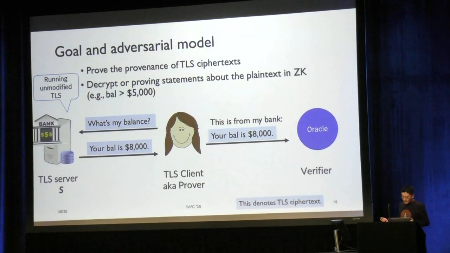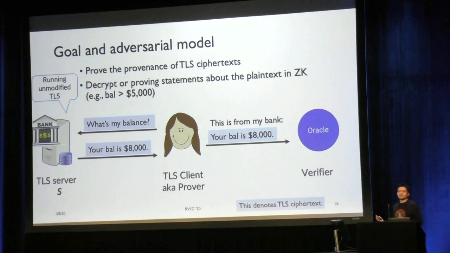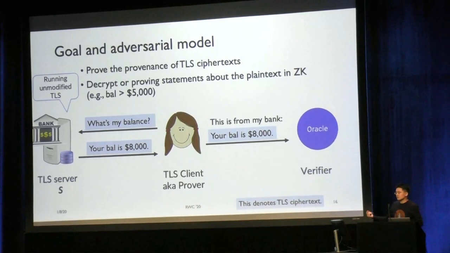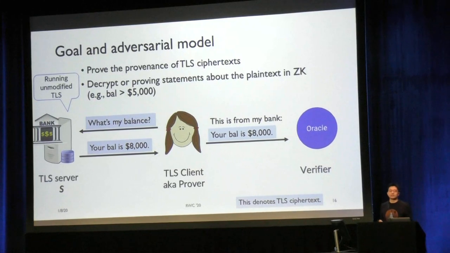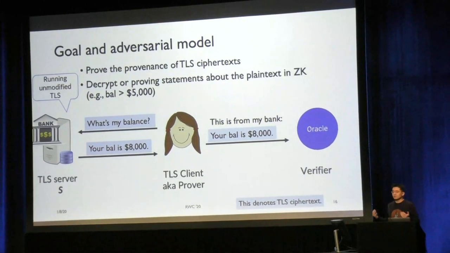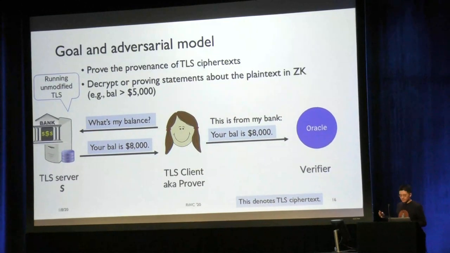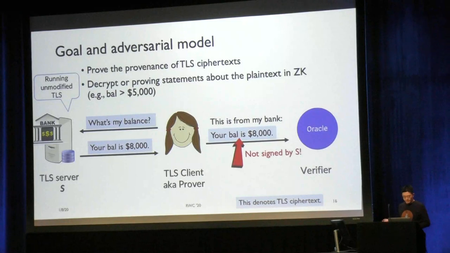This is the challenge. And once the origin or the provenance of the ciphertext is established, the prover can either choose to simply decrypt the ciphertext or prove statements about the plaintext in zero knowledge without revealing the content. For example, to prove that her balance is greater than a threshold without revealing the exact balance.